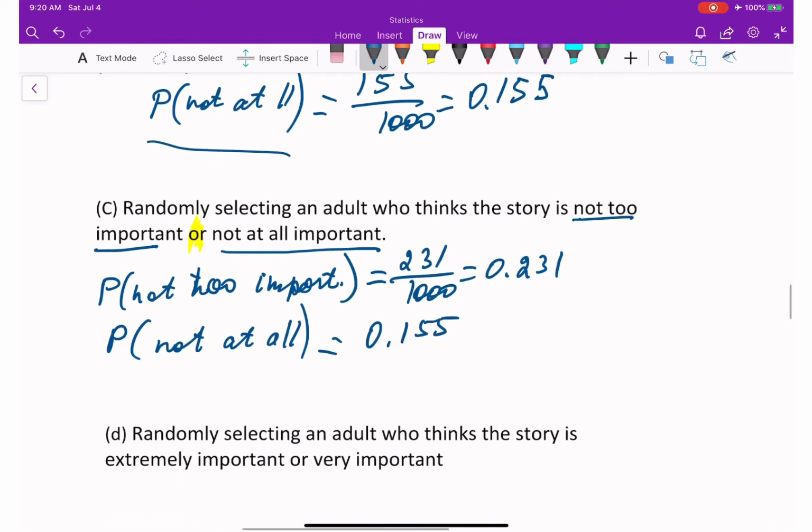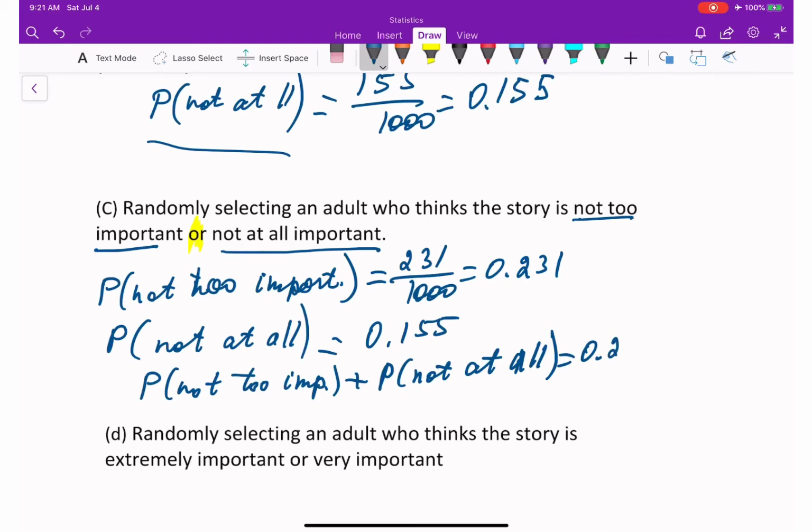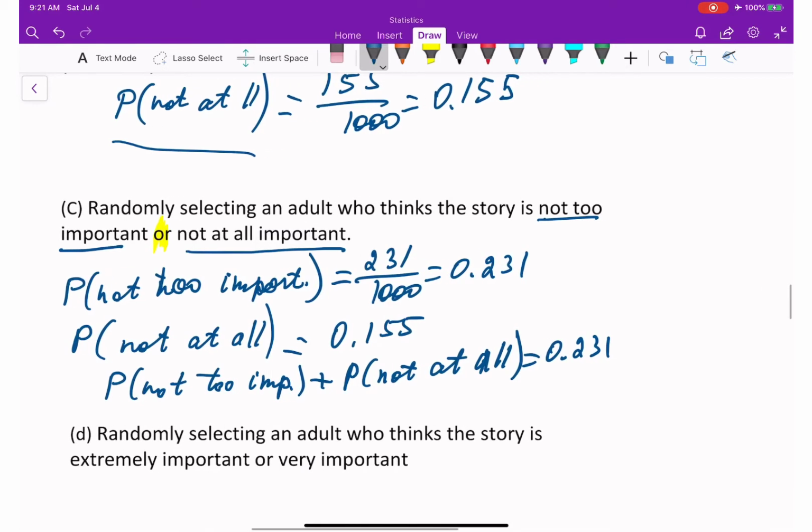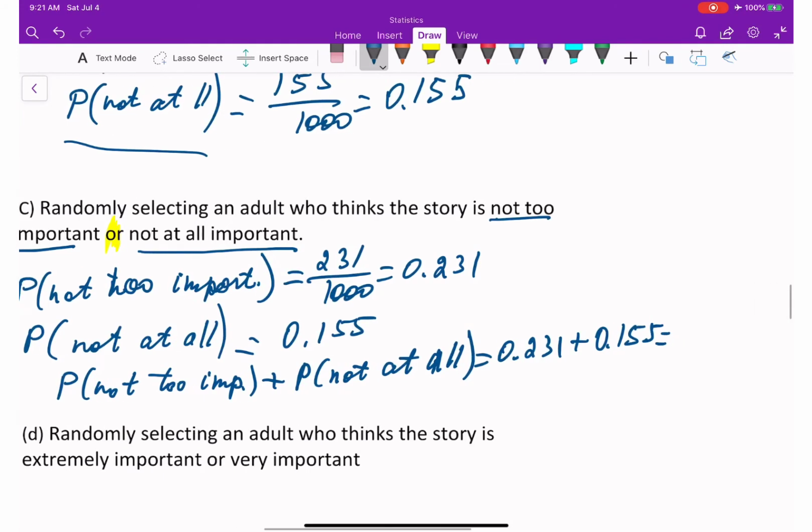Since we have "or," the probability of not too important plus the probability of not at all important will be 0.231 plus 0.155, and that is equal to 0.386.